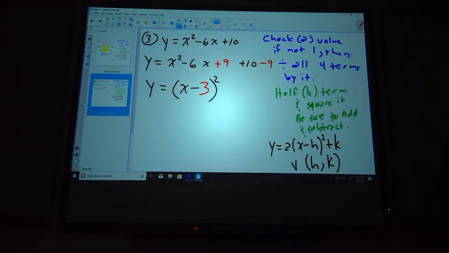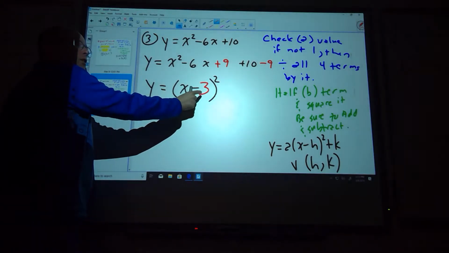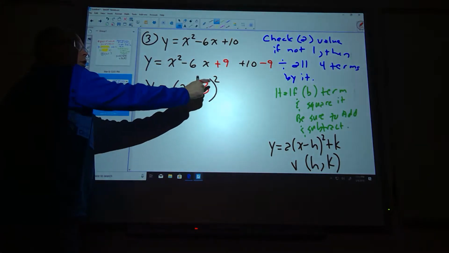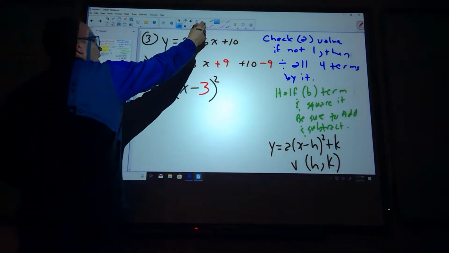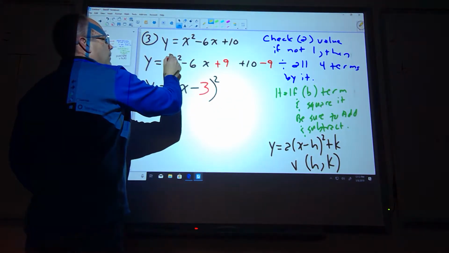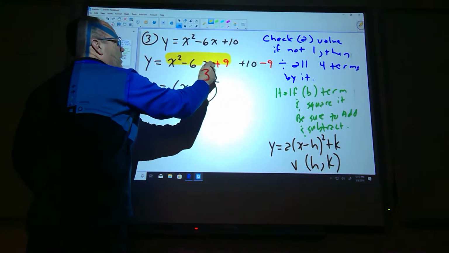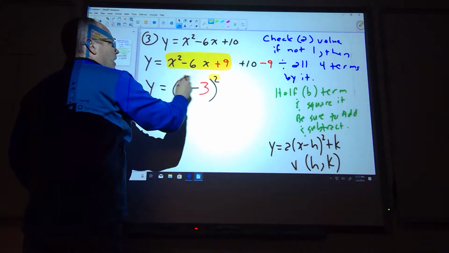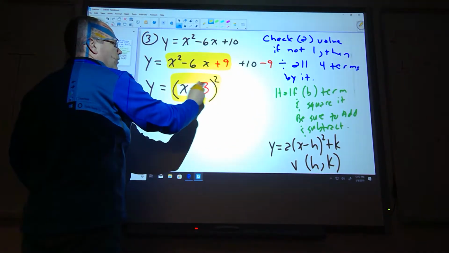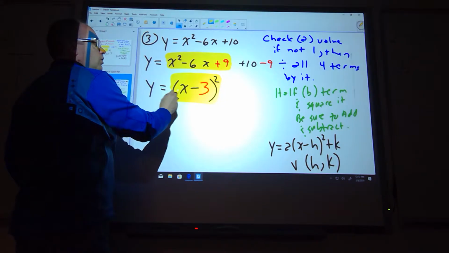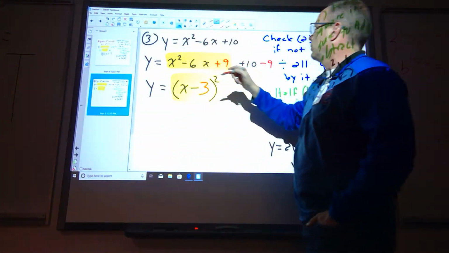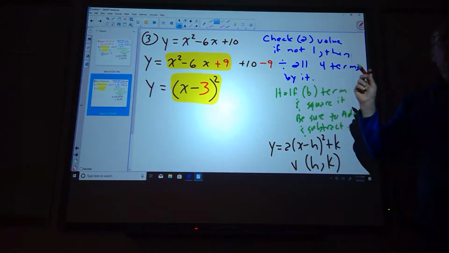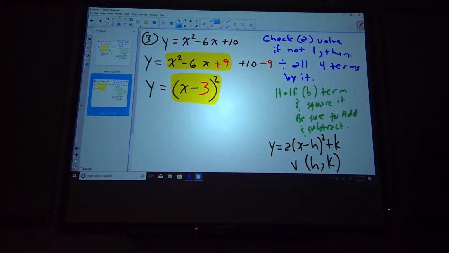Okay? So again, how many x minus 3s are right here? 2. If I had x minus 3 and x minus 3 right next to each other, and I multiplied them together, or I foiled them together, or I double distributed them, I would get this. So this and this are the same thing. This is just the factored version of that. Okay? But then I have to take care of the rest of the arithmetic. What else do I have to take care of? 10 minus 9, which is? 1.